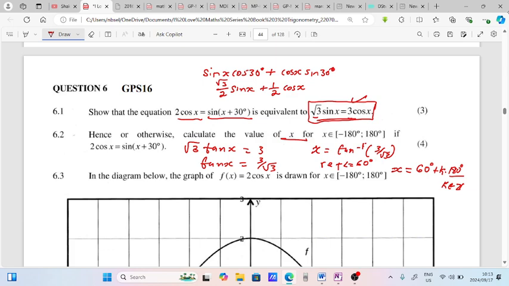Then we'll take it to the other side. Then we multiply by 2, so we have square root of 3 sine x. So from the algebra, especially expanding this part, from this your algebra.